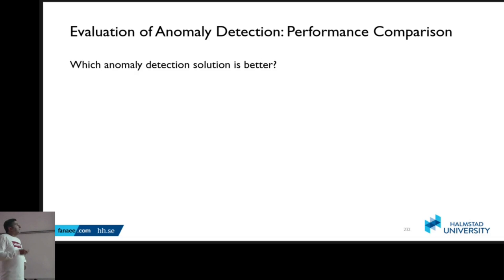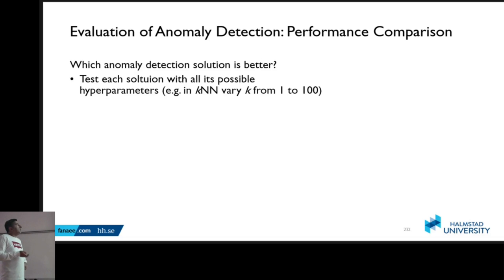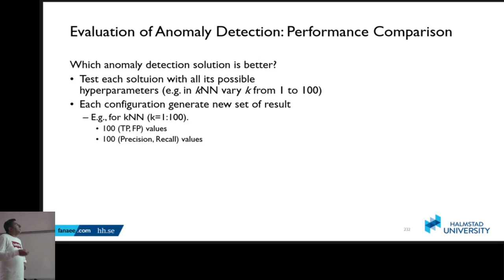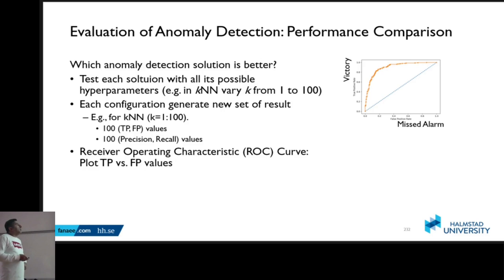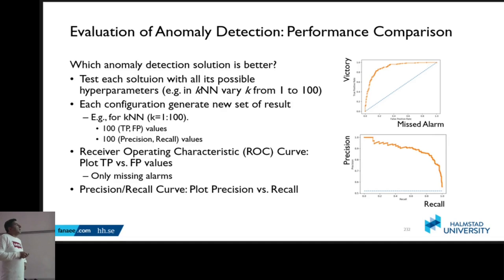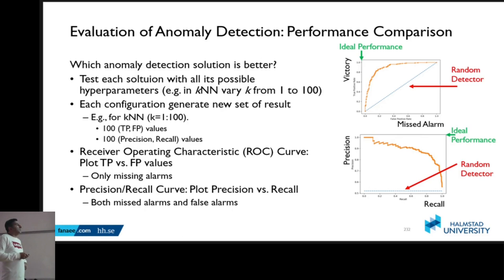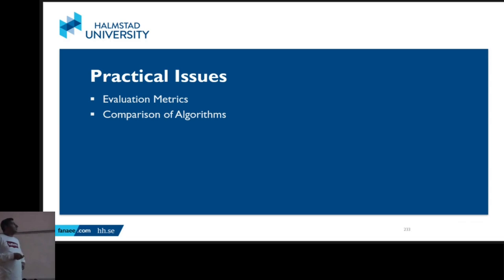But if you want to see which anomaly detection is better, then you need to test each solution with its possible hyperparameters. For instance, for K and N, you vary K from 1 to 100, and then you compute true positives and false positives and precision and recall, and then you plot a ROC curve and precision recall curves. So the ROC curve only considers the missed alarm ratio, while the precision recall considers both missed alarms and false alarms. So these are the most popular ways to evaluate different solutions for anomaly detection. This is a random detector, and this is the ideal performance that we want to be there.